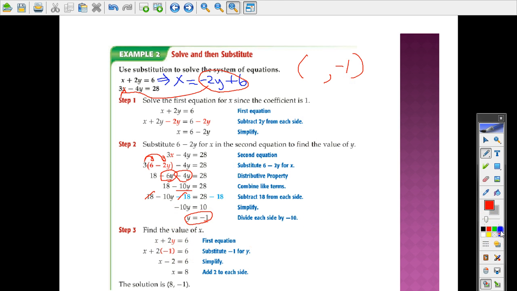Now, here's where you have a choice. You can put your -1 either here or there. It really doesn't matter because you'll still get the same answer. If I choose, like the textbook did, to put it here, so instead of y, you put -1. So now you have x minus 2 equals 6. Add 2 to each side, and you have 8 as x. So your answer is 8 and -1.